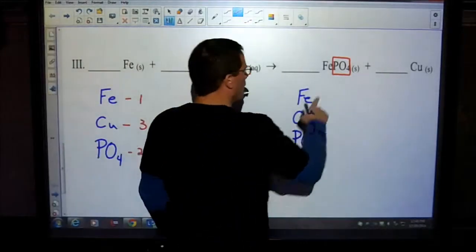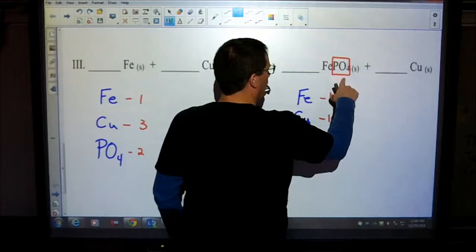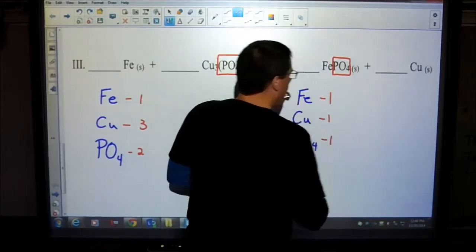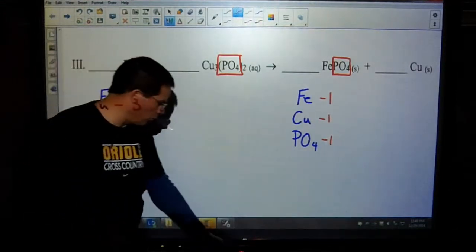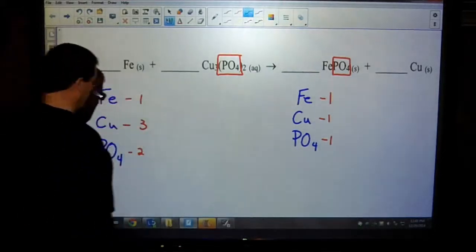Come over to this side. How many iron? 1. How many copper? 1. How many phosphate? Just 1. There's no parentheses. Okay, so now that I have that, and you don't see any oxygen, so we don't have to worry about saving that for last. Irons look good. Don't mess with it.